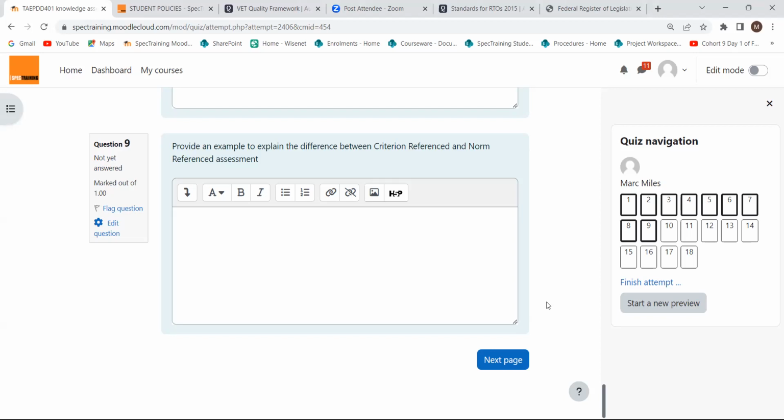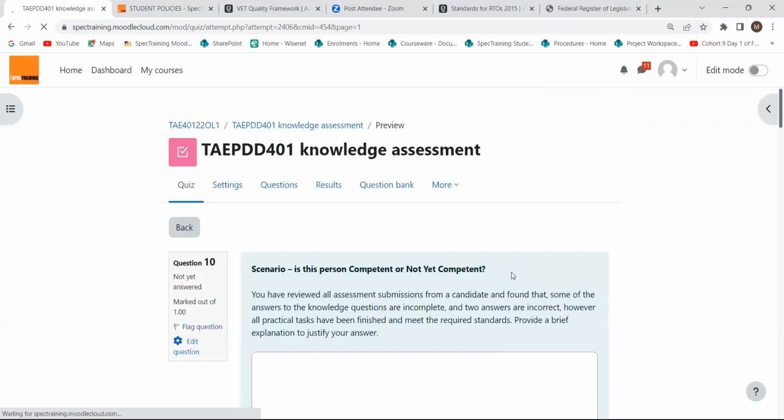All right, norm referenced. So anytime that someone is compared against someone else, so we could think about the tertiary world in university. You may have, what do they use in tertiary? They use high distinction, pass, credit, those kind of criteria. Okay, so you can think about an example from tertiary world or university world and drop that in there. Okay, let's check out the next bunch of questions here.